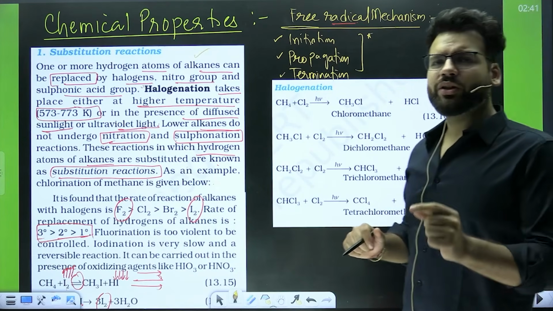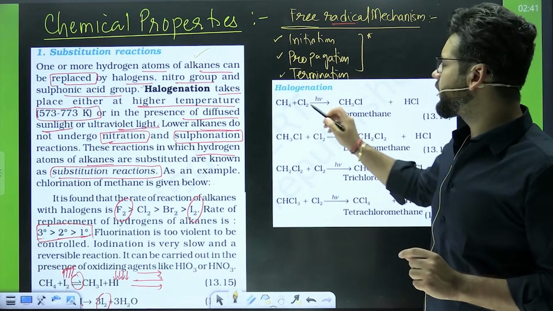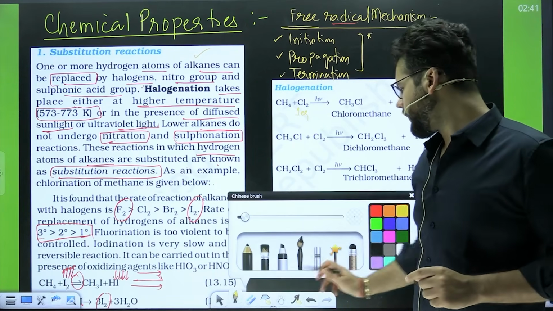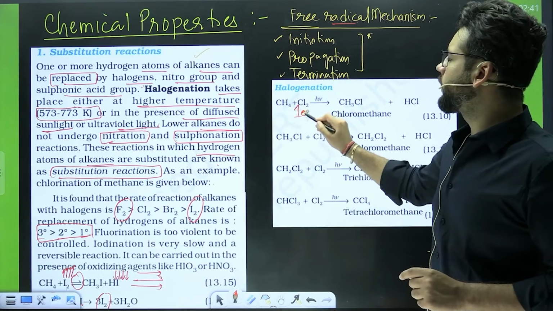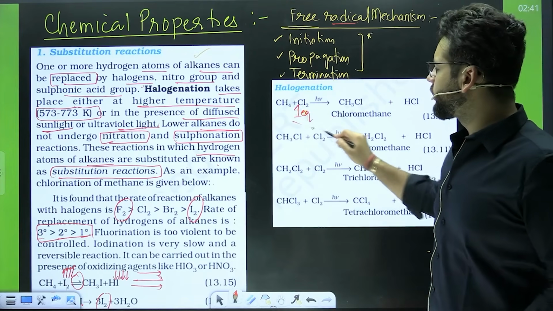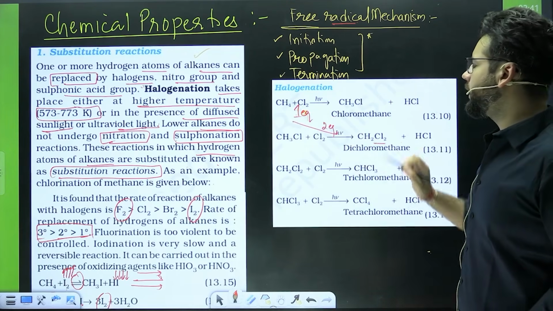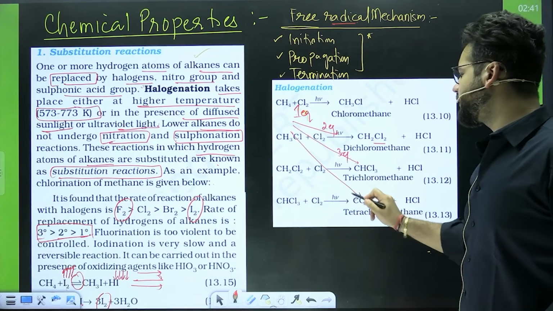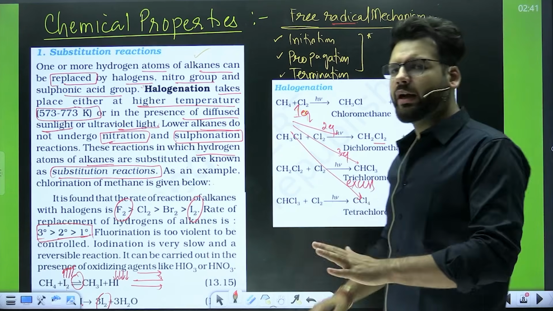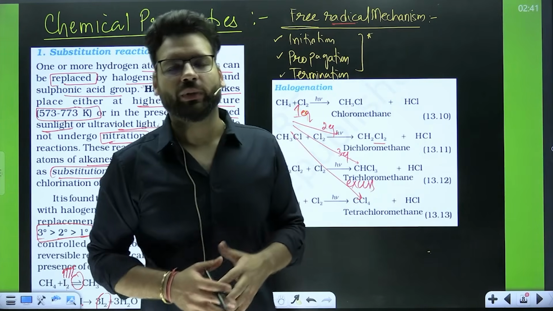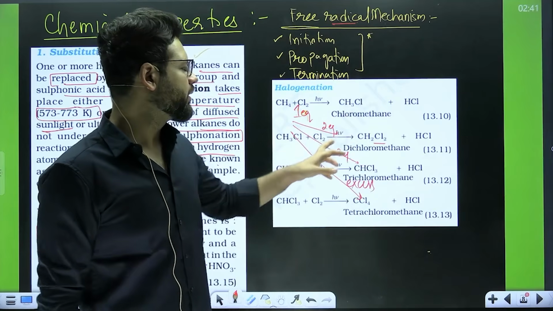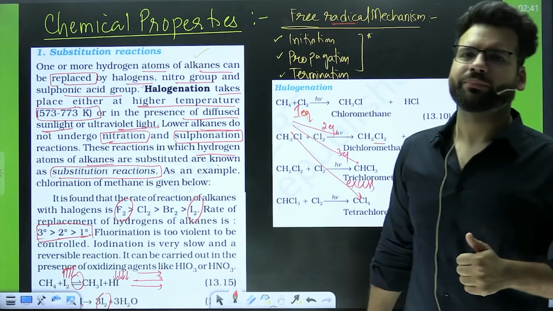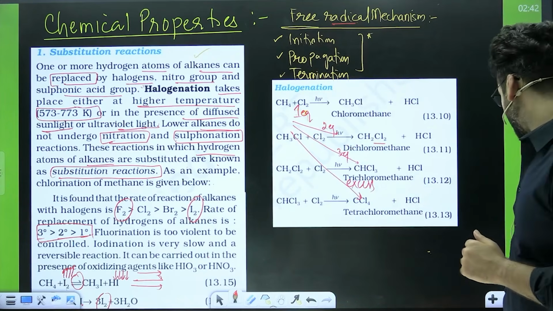So they will always mention one equivalent of chlorine is taken or two equivalents are taken. If one equivalent is mentioned, then you can do one-time substitution. One hydrogen you can remove. If two equivalents are mentioned, then you will get a dichloro product. If three equivalents are mentioned, trichloro. If excess is mentioned, then all the hydrogens can get substituted by chlorine. Because in the propagation step, you will see that each hydrogen has a possibility to get abstracted, right? So this is about our halogenation reaction.